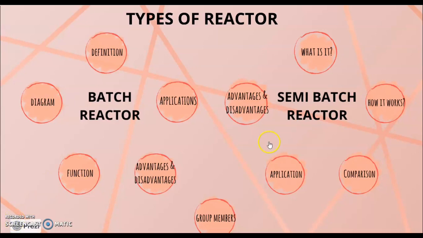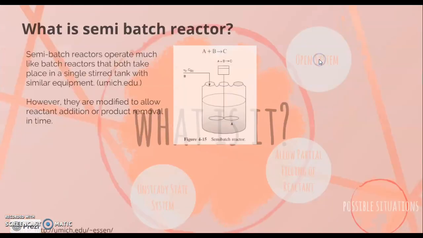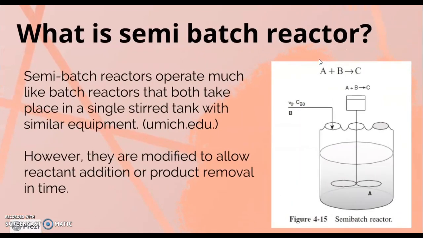Okay, first of all, we're going to see what a semi-batch reactor is. Semi-batch reactors operate much like batch reactors, in that both take place in a single stirred tank with similar equipment. As we can see here, there is the tank and there is the stirrer that will be needed in both batch reactors and semi-batch reactors.